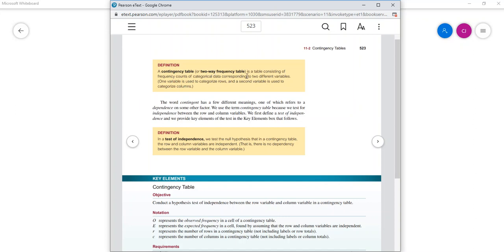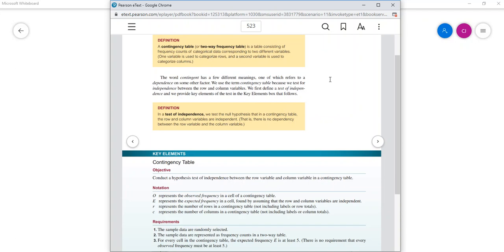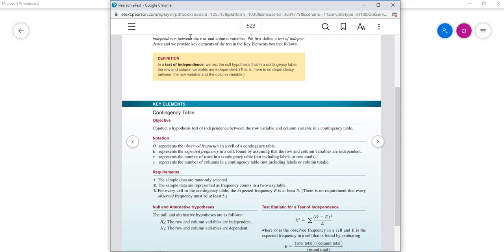And remember, we had frequency tables when we had a sample of data and we wanted to organize that data. That was a very popular way, frequency tables. Now this is again two-way, meaning we have some rows and columns. So it's a table consisting of counts of categorical data corresponding to rows and columns. We have the row variable and we have a column variable. And in the test of independence, we test the null hypothesis that in the contingency table, the row and column variables are independent of each other.